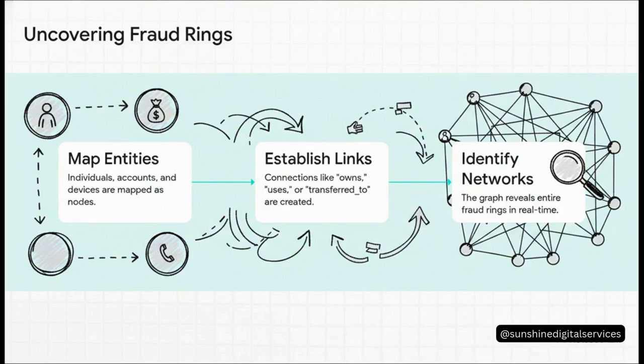By mapping every single person, account, and device as a node, a graph database can instantly spot these suspicious patterns in the connections. It can see when multiple accounts are all sharing the same device or address, and suddenly, bam, you've uncovered an entire fraud ring in real time that would have been almost invisible otherwise.